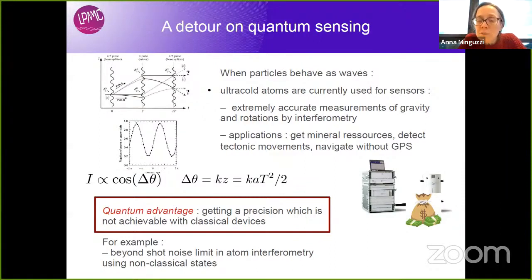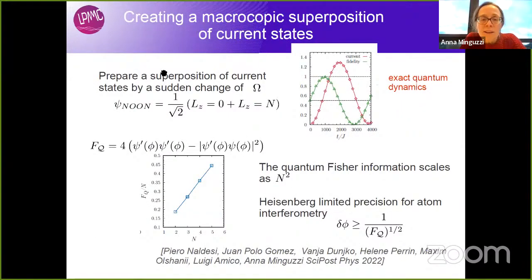And in particular, it would be interesting to use the same idea for rotation sensing. In this case, we would like to create a state which is a non-classical state of currents. So one idea to create such a state is to follow the following protocol. We start with no applied flux, and then we do a sudden quench, a sudden change of the flux value omega. And we do it such that we jump just in the middle, at 0.5 omega zero, just in the middle of the two big parabolas.